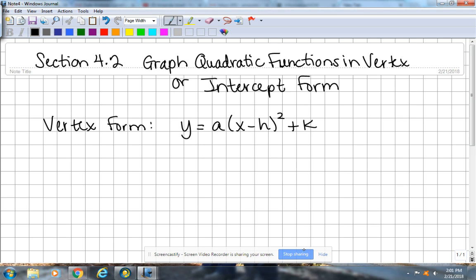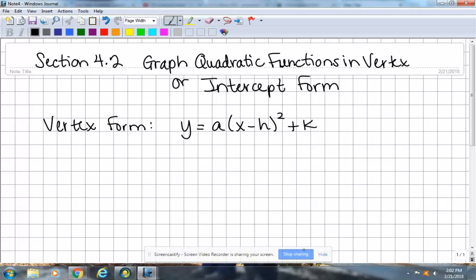So today in section 4.2, we are going to graph quadratic functions using vertex form. And at the end of vertex form, I'm going to show you an example of intercept form. And to me, if you graph a parabola in vertex form, if it's already in vertex form, it's actually a little bit quicker because vertex form is written so that you can quickly identify the vertex.